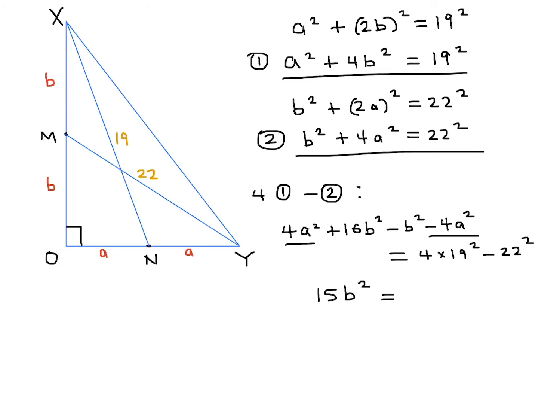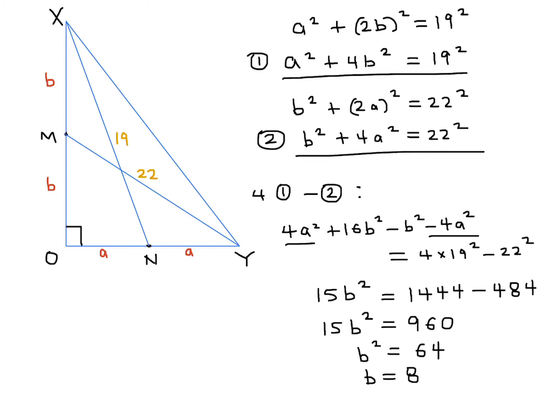is equal to, if you multiply this all out, you get 1444 minus 22 squared, which is 484, like that. So 15B squared is equal to 960. So B squared is going to be 960 divided by 15, which is 64, and therefore B is equal to 8. So that worked out really well. And therefore we can solve for A. You can plug A back into any of those.